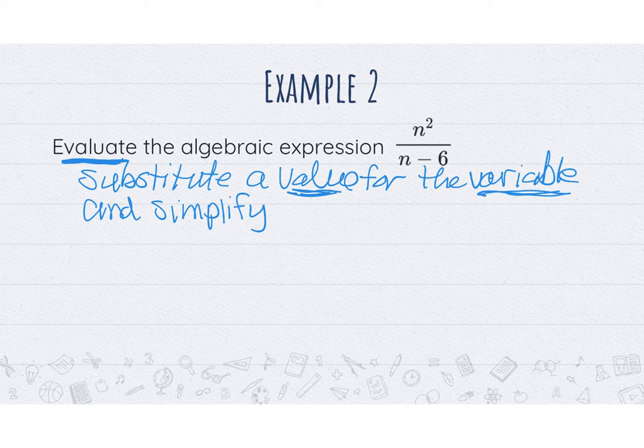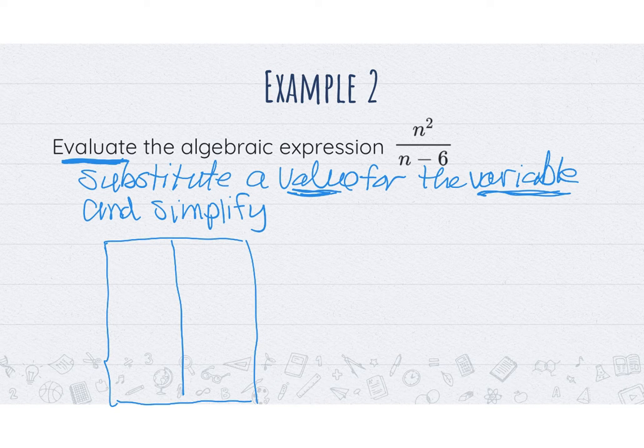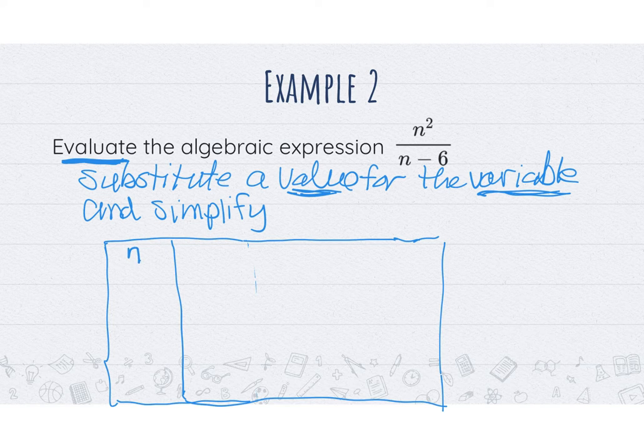So let's make a table. Let's see how many I can do on this slide. This is going to need to be bigger. Sorry about that. I'm going to say that here is n, and here is my n squared over n minus 6. So that's how you start your table always, with your variable and then your expression. Let's make that look a little bit more like an exponent. And so let's try the first one.